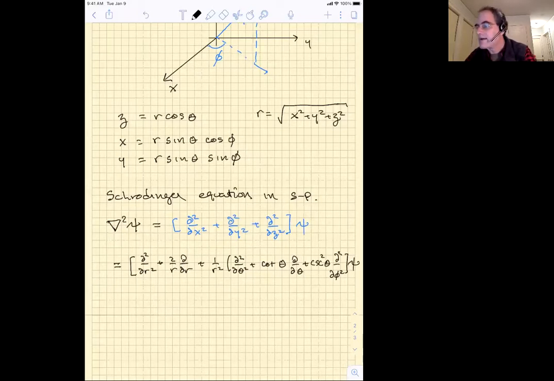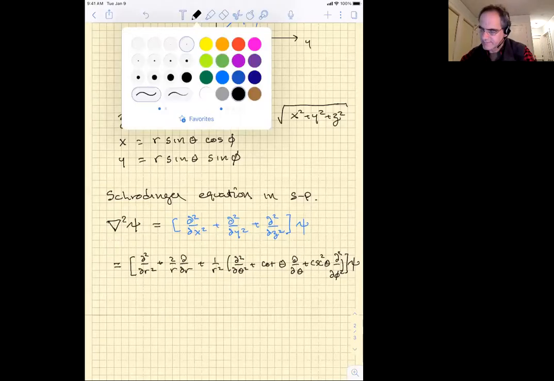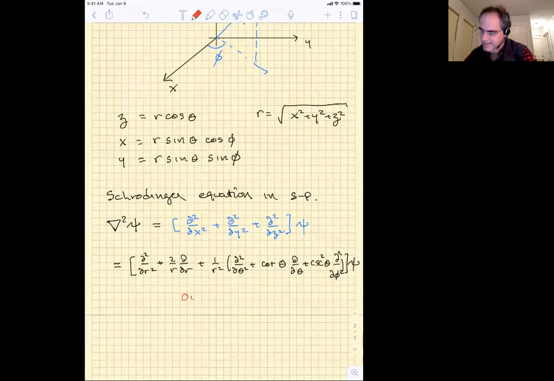Okay, oh, I need to close that parenthesis there. So it looks a little bit uglier, okay? But really, it's not the end of the world. So we're going to see how we can work with Schrodinger's equation in spherical polar coordinates and how we can break it up into something simpler looking for central force potentials. All right.